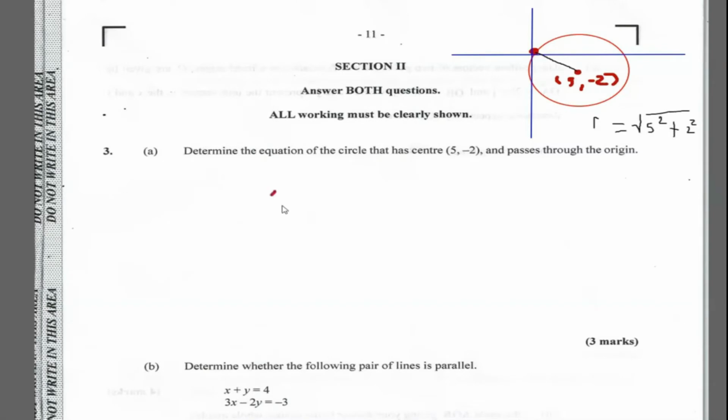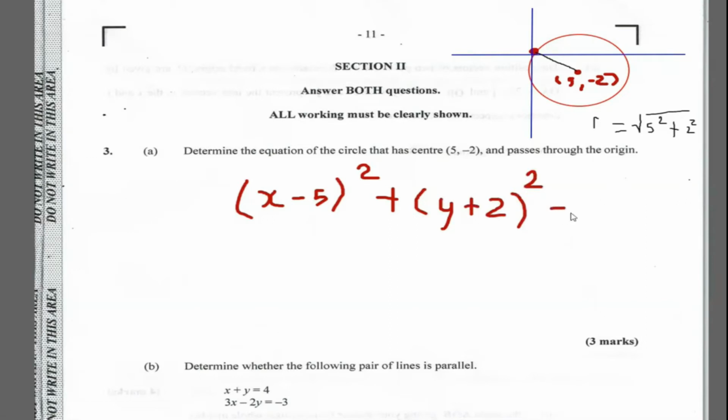So the equation of the circle is (x minus 5) all squared plus (y minus -2), which is (y plus 2) all squared, is equal to r squared. What is r squared? That's just 29. That's going to be the equation of this circle. Nice and easy.